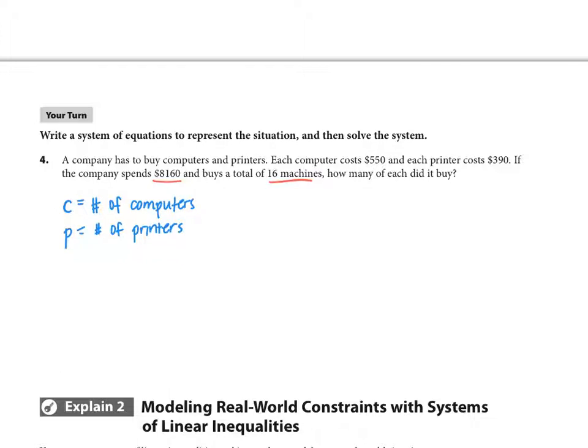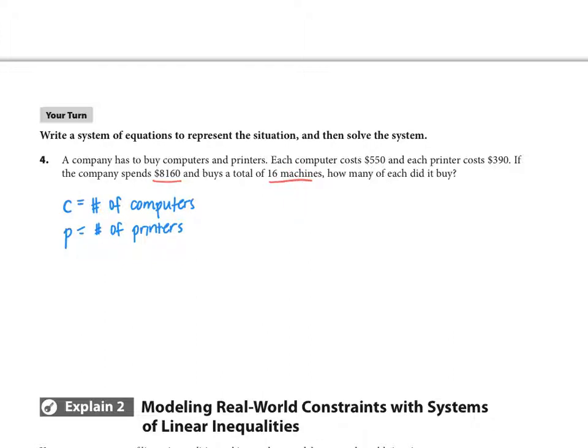So we want to set up a system, and that means we need two equations. We have our two variables. We're going to use C and P here, and we want to set up our two equations. So we're going to have one equation that uses the cost of all the machines, all the computers and printers, and then one equation that's going to represent how many machines, how many computers and printers.